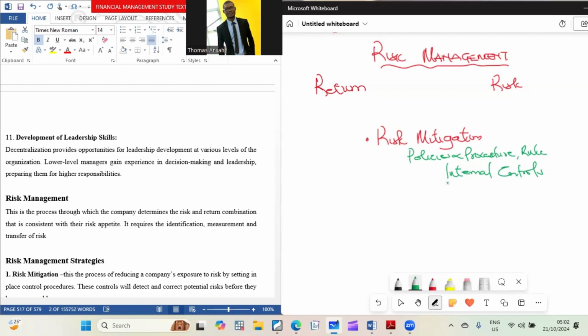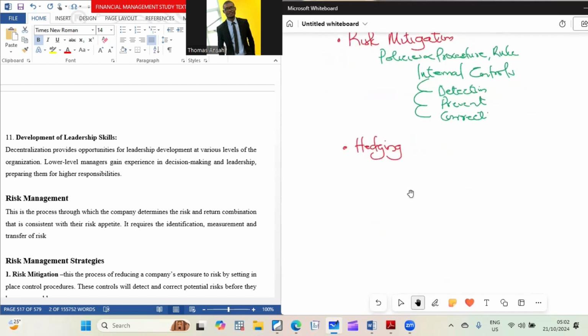So these controls will help you to detect, we have detection risk. It will help you to detect them if you are not able to prevent them. Then it will help you to correct them. These are things you do in audit. So basically, you are using policies, procedures to handle risk. But there is another way of handling risk, which we call hedging. Hedging. So what does hedging mean? Hedging means taking an action today to predict an outcome of tomorrow. So you are taking an action today.